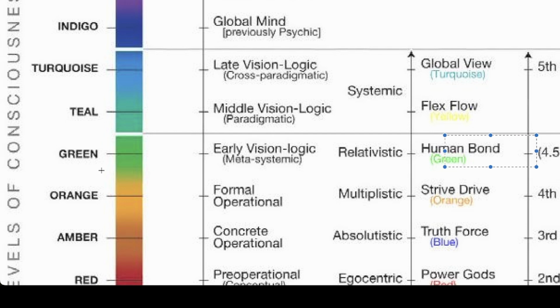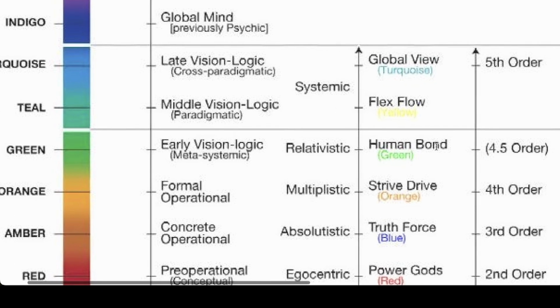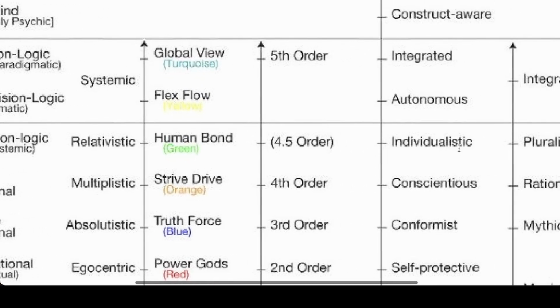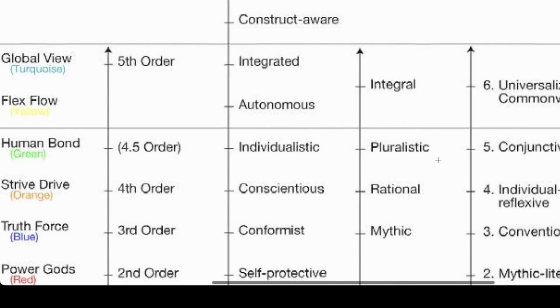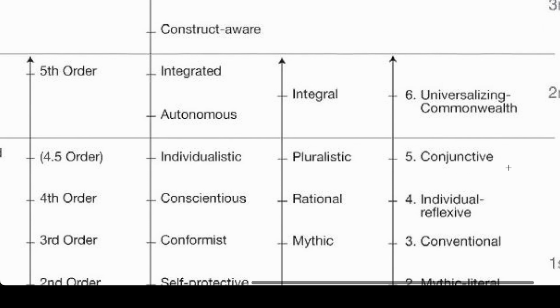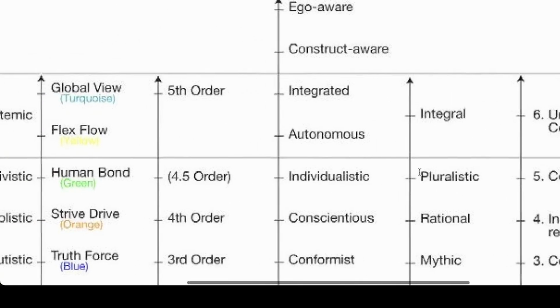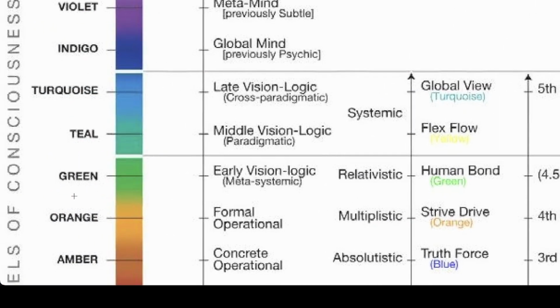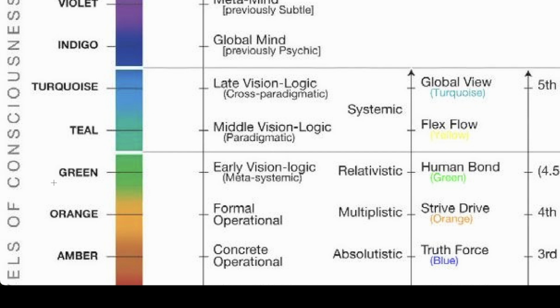Well, around the 1950s and 1960s, the problems of modernity became obvious to some of the leading edge humans, in which we have this green: relativistic, early vision logic, human bond, individualistic, pluralistic. That's another great word for this. There are multiple ways to look at reality, conjunctive. And so there's not just one rational truth. There are many contextual truths, and so you have to define what context you're talking about. And then green also says there's not just one right point of view. There are a multitude of points of view.